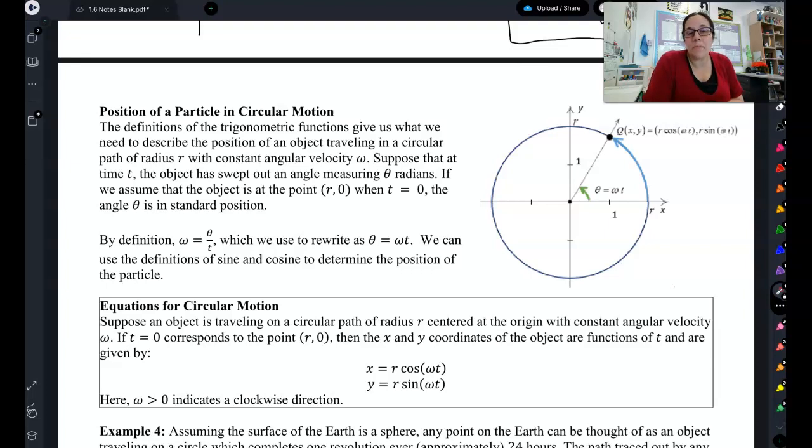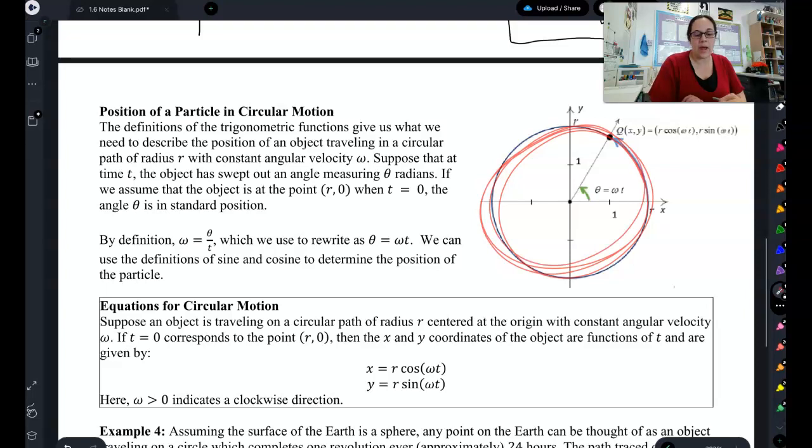Let's introduce some motion. Now, up to this point, we have only talked about a single point on a circle, and that point has stayed where it is. It hasn't moved. But we can also talk about motion around the circle. So if you see here, if I am moving around this circle, I can talk about its motion in terms of its x and its y.